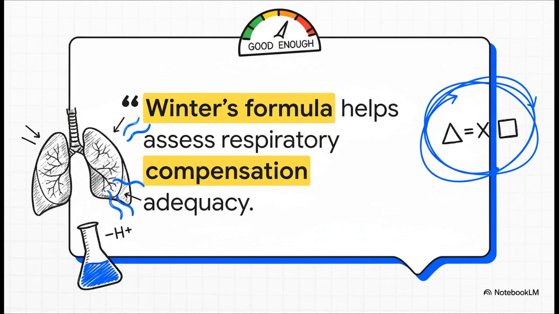Well, for metabolic acidosis, there's this brilliant little tool called Winter's formula. Now, forget the math for just a second and get the concept. This formula tells you exactly what the PaCO2 should be if the lungs are doing their job properly. It's like a built-in quality control check.